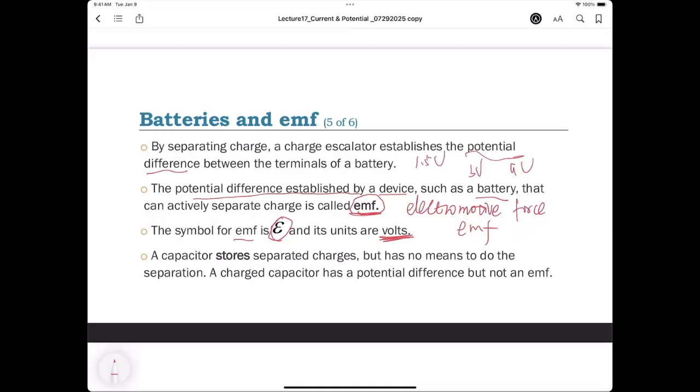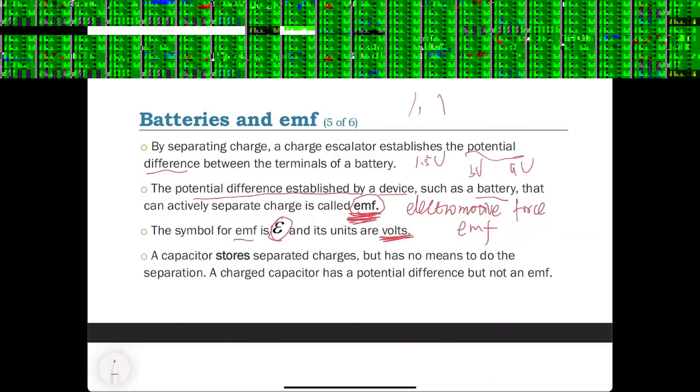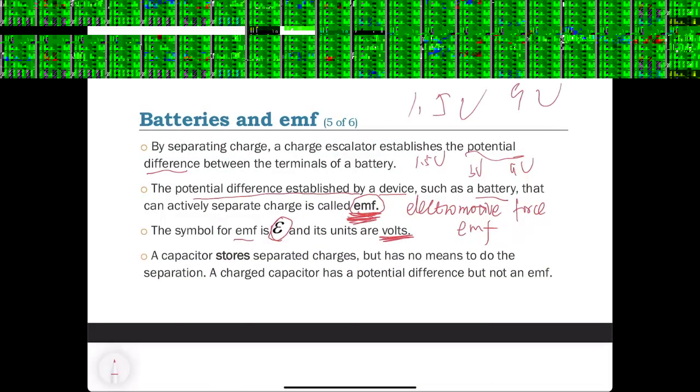Usually, like I said, if you want to buy a battery in the supermarket, the package notes the EMF: 1.5 volts, 9 volts, 6 volts, like that. And this is the symbol for EMF.